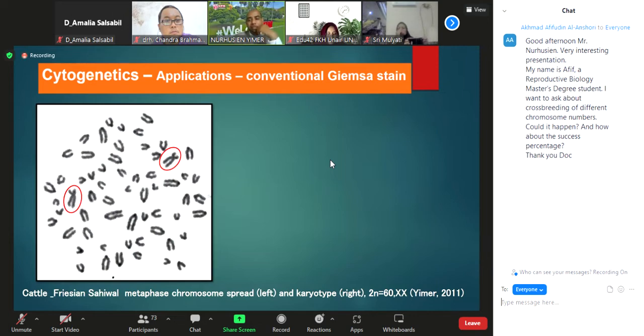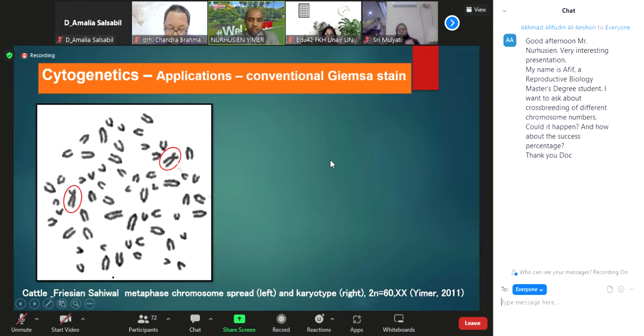So looking at the application using this conventional Giemsa stain, this is just an example from my previous work, and you can see well-spread metaphase chromosomes from a Frisian Sahiwal cattle. You can see the sex chromosomes are well differentiated. Remember the morphological classification of chromosomes. This is a submetacentric type of chromosome, which is a sex chromosome. So you can easily differentiate.